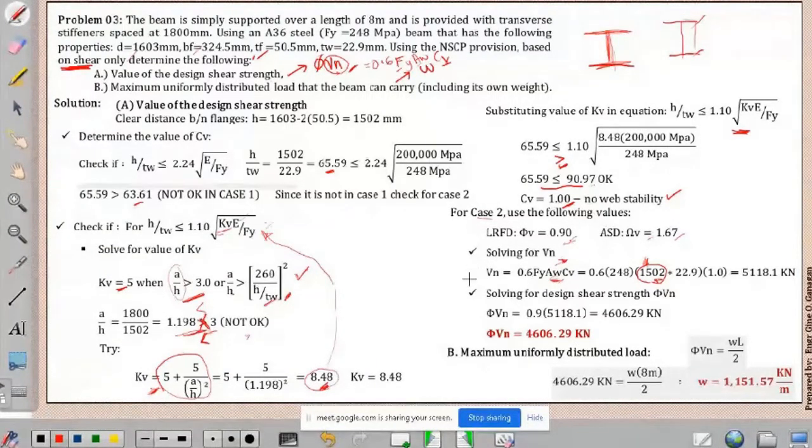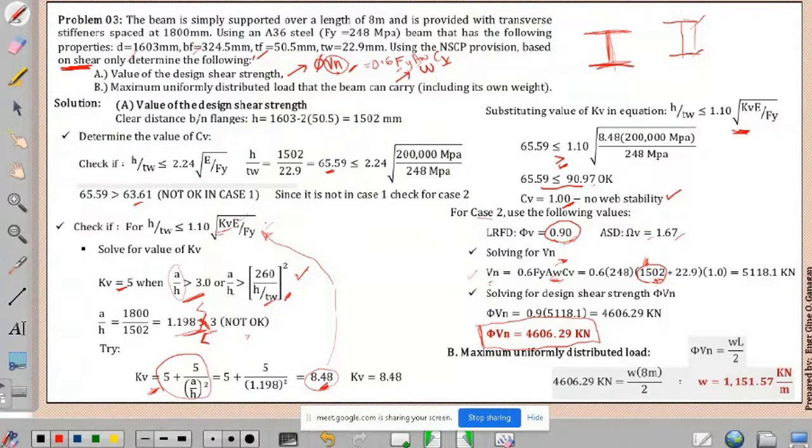So we now have our nominal shear strength, and we can solve the design shear strength using the reduction factor. Our reduction factor is 0.9 times the value of nominal shear. The design shear strength we get is equal to 4606.29. So this is our design shear strength, that is our answer for letter A.